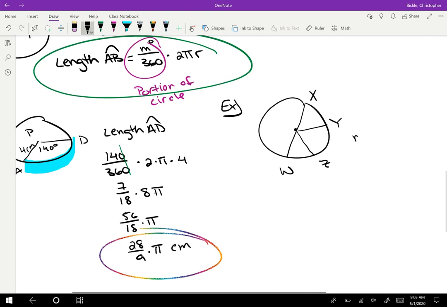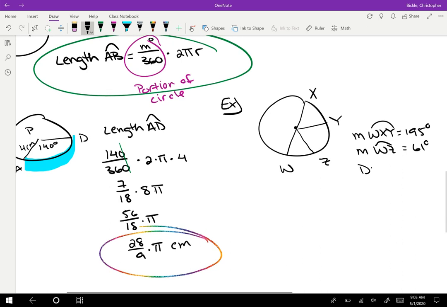They're going to tell us that the measure of the arc WXY is 195 degrees. They're going to tell you the measure of the arc WZ is 61 degrees. They're also going to tell you the diameter is 22. They want you to find the length of YZ.